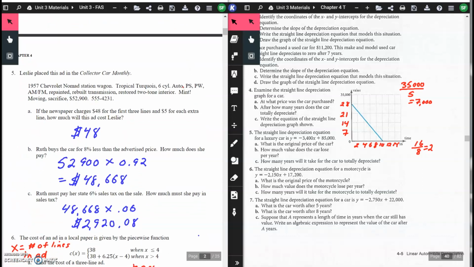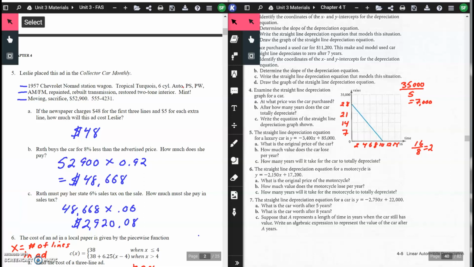Number 5, Leslie placed this ad in the Collector Car Monthly. 1957 Chevy Nomad station wagon, tropical turquoise, 6-cylinder auto, power steering, power windows, AM, FM, repainted, rebuilt transmission, restored 2-tone interior, mint, moving sacrifice, $52,900, okay, and the phone number. If the newspaper charges $48 for the first 3 lines and $5 for each extra line, how much will this ad cost Leslie? Well, if you look at the lines, we have 1 line, 2 lines, 3 lines. So the paper charges $48 for the first 3 lines. We don't have any more than that, so $48 would be the charge.